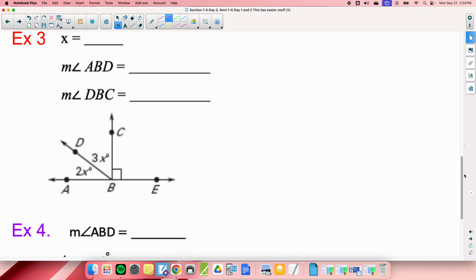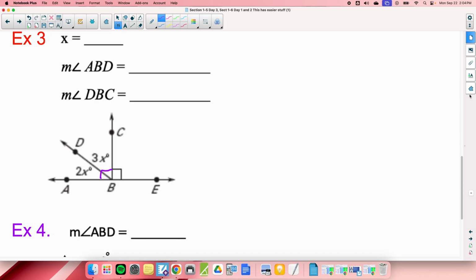So let's look at example 3. Do you guys get if this is 90, that this is 90? Everybody understand that? Now, just look at this angle. We have a 3x and a 2x, and they make a right angle. What is an equation I could set up? 2x plus 3x equals 90. Do you guys all get that? These added together equal 90.